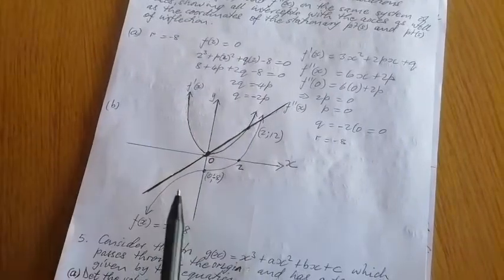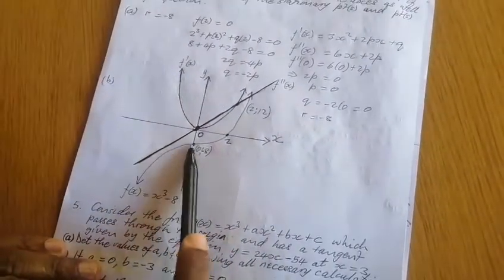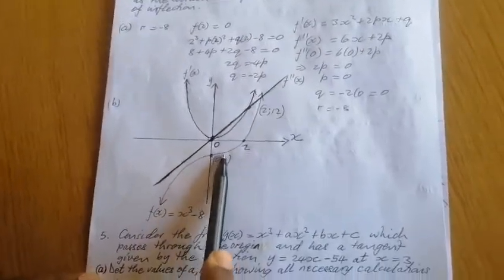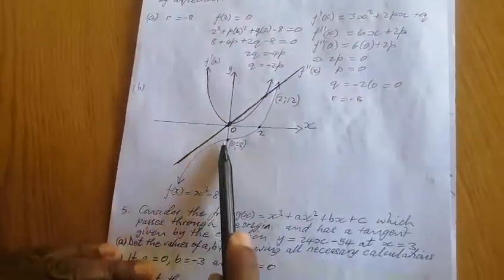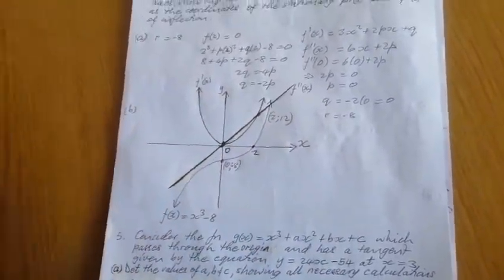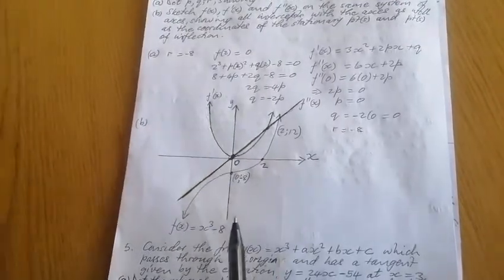And we must always remember there is a change in concavity as we move to the left of 0 and as we move to the right of 0. Here is concave up, here is concave down. So we can draw the graph of f. That is what we have done.